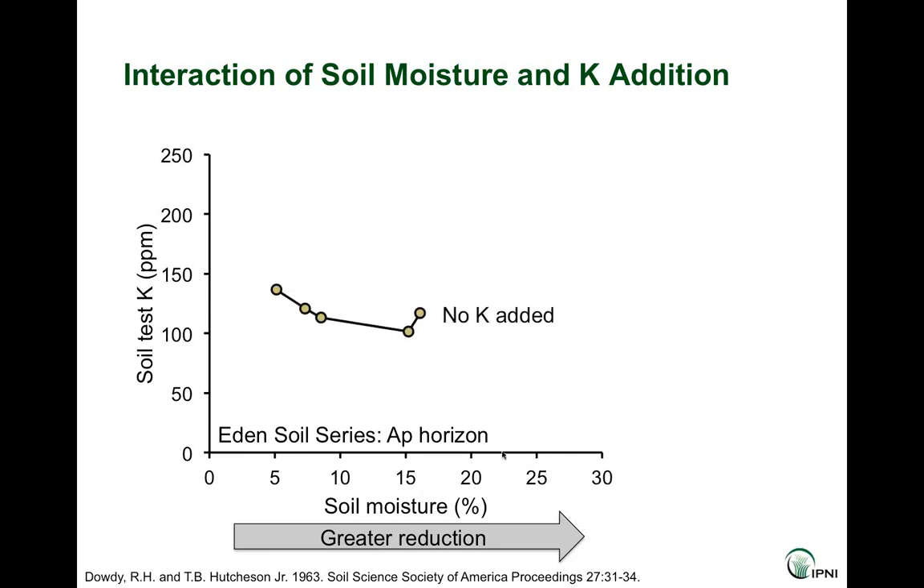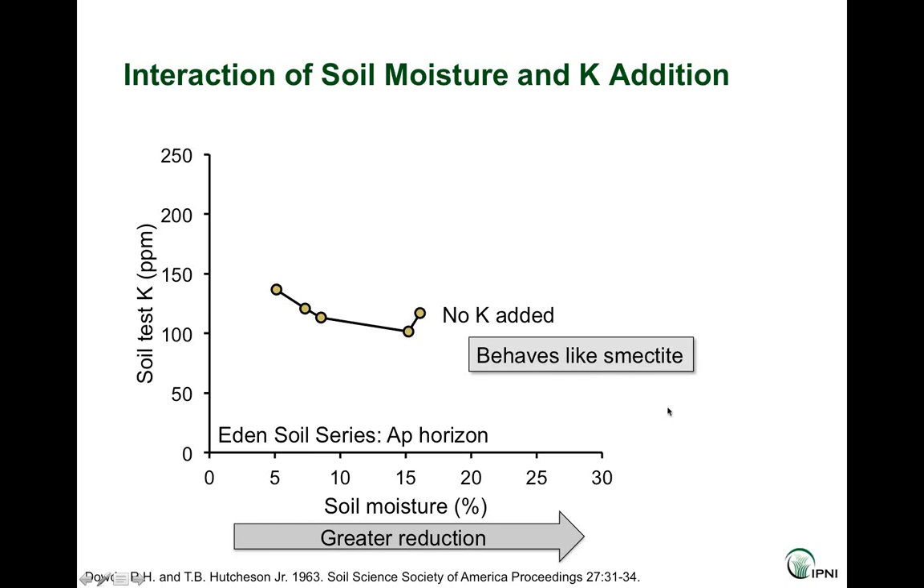And here we'll have a sample where no potassium was added to the sample prior to drying. You can see that as the soil moisture decreases, the soil test K of the sample increases. And what's happening is as the sample is dried, K is released. So this behaves like smectite.